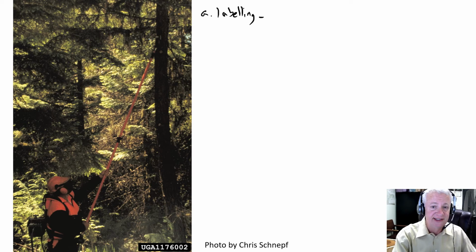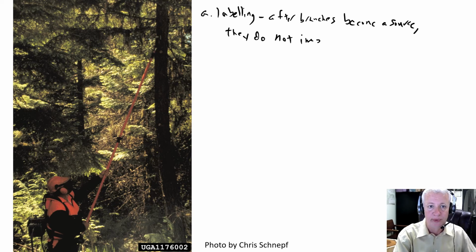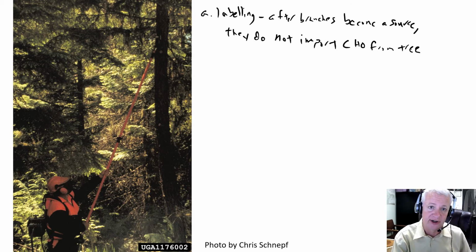Those labeling experiments suggest that after branches become a source, after they become a net exporter of carbohydrates, they do not import carbohydrate from the rest of the tree. These are situations where researchers have used radioactive or stable carbon isotopes to label carbohydrate in the tree and then follow that carbohydrate around. And what they find is that in general, branches don't import much carbohydrate.